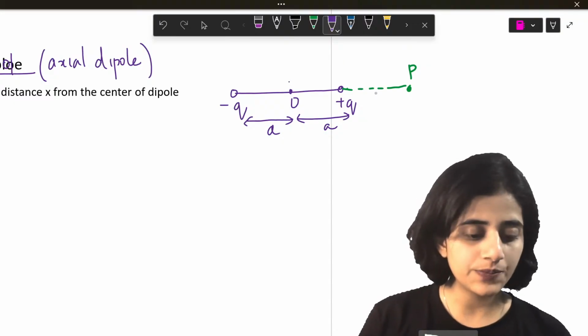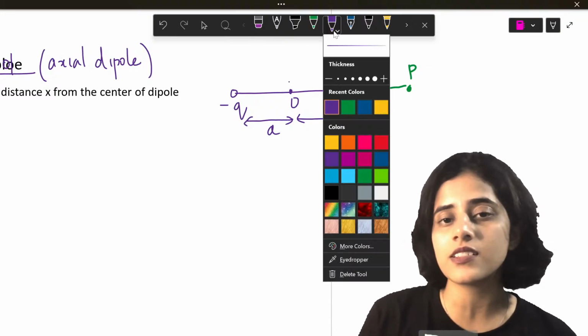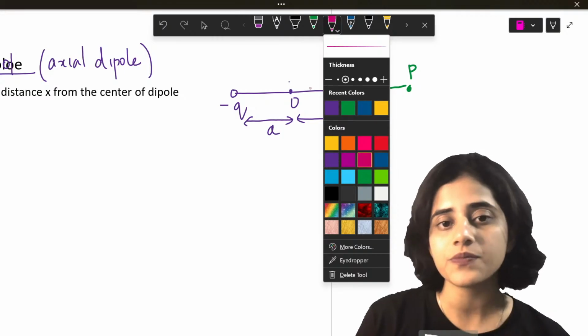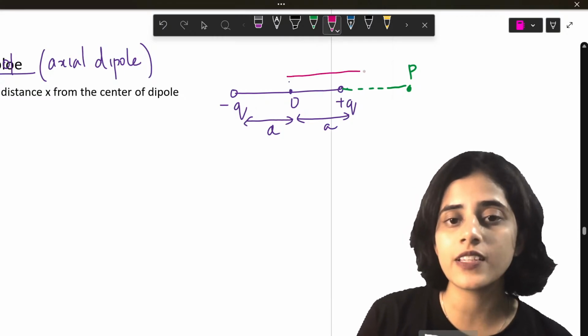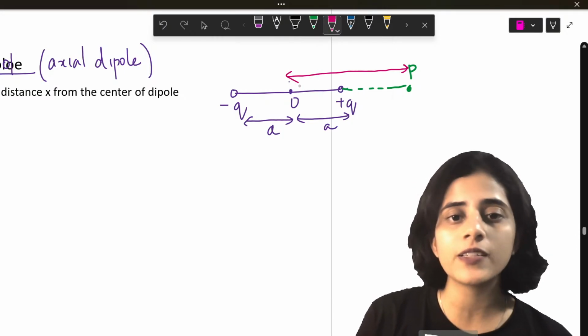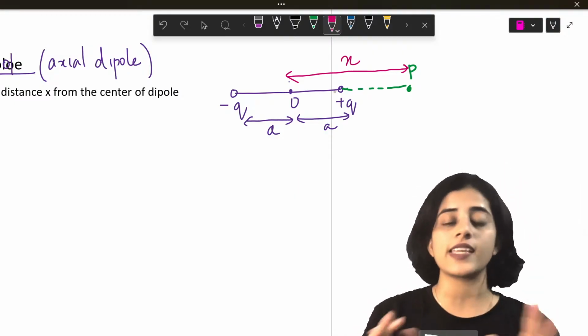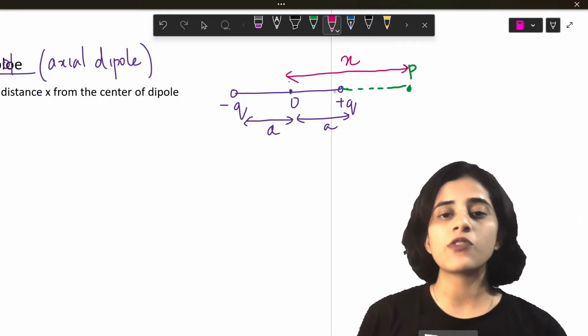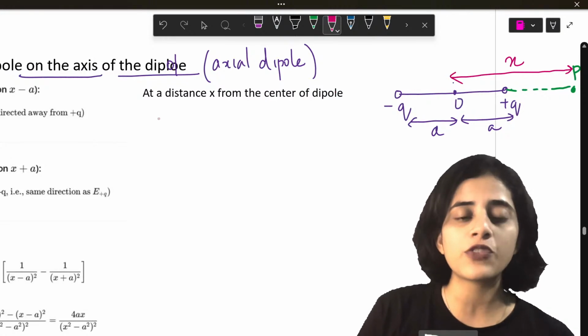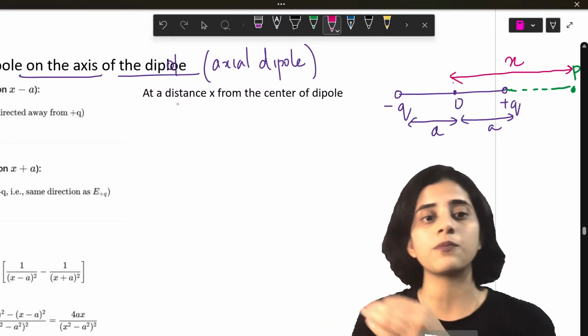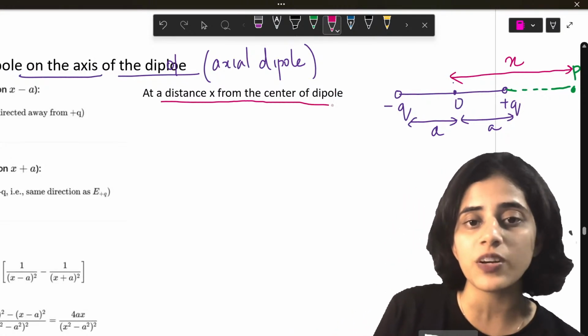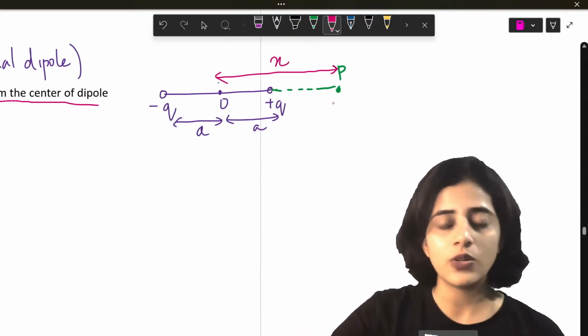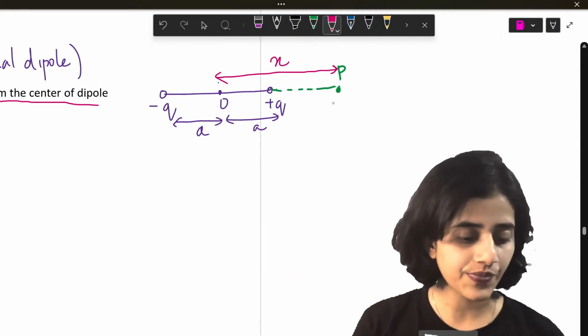Now, let me define the length between the midpoint, the center of the dipole, to point P. Let's just assume it's X. Okay. So in the question itself, I have to find out the value of electric field at a point which is at a distance X from the center of a dipole. Okay. So that is X.